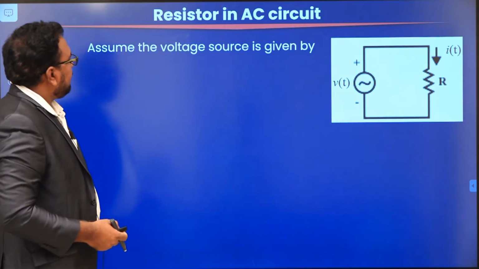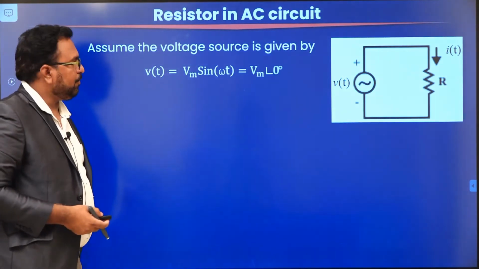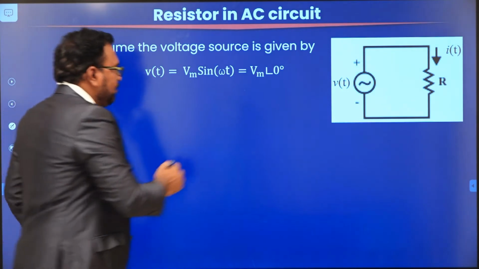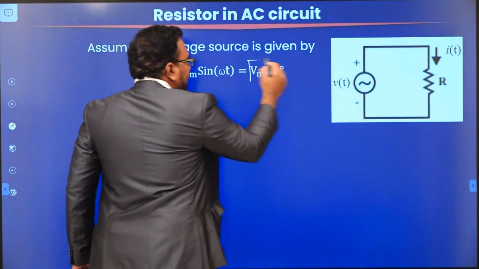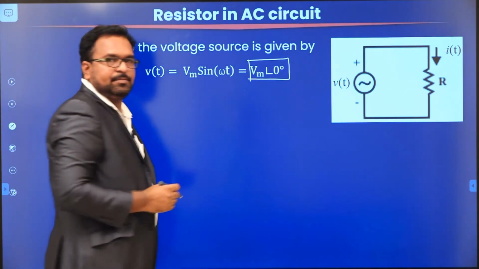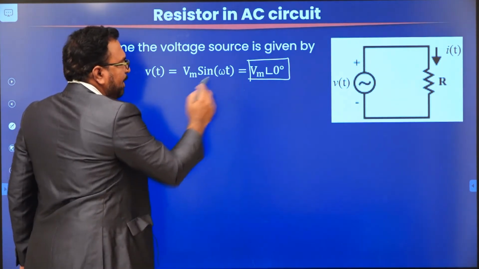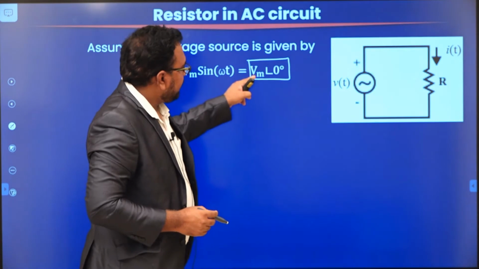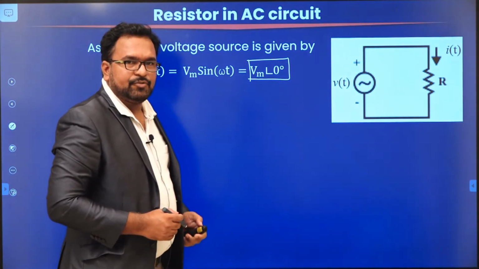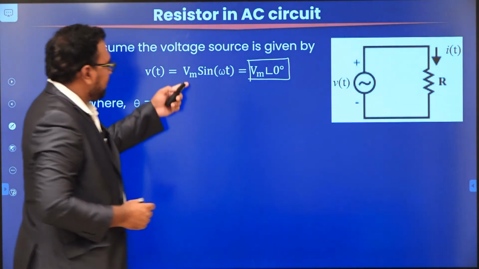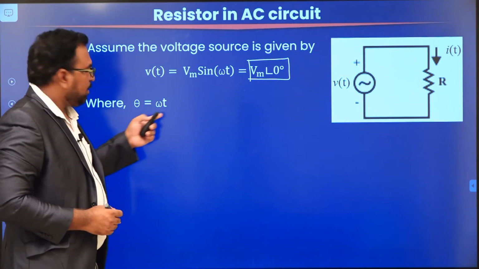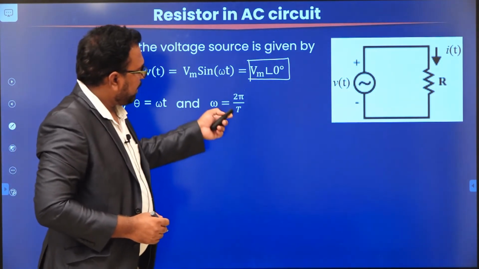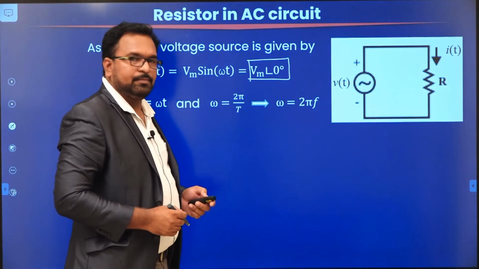So I have considered a voltage source v(t) = Vm sin theta. In phasor notation, we are going to represent that as Vm at an angle of 0 degrees. Always remember that Vm sin omega t will always start at 0 degrees. That's why in phasor notation we represent Vm at an angle of 0 degrees. Here omega t is nothing but theta, and omega is 2 pi by T or 2 pi f.